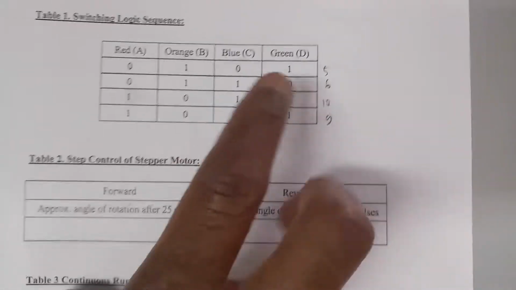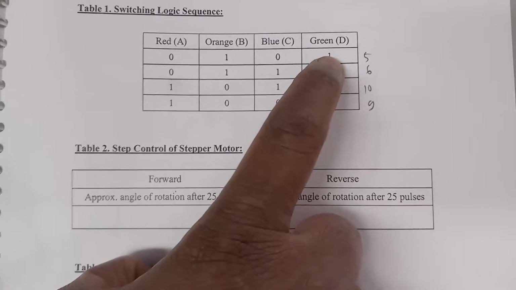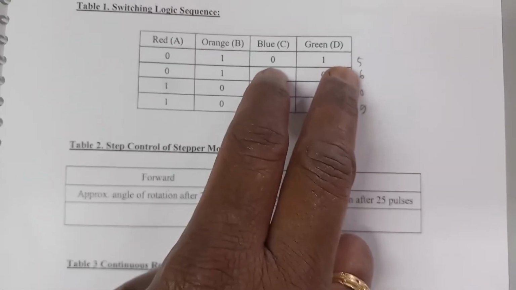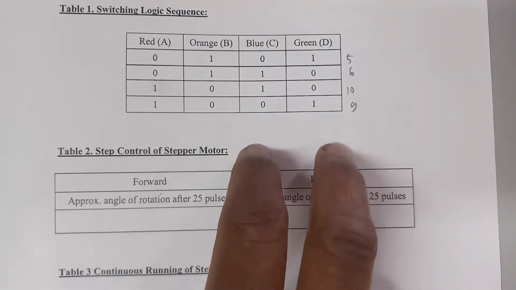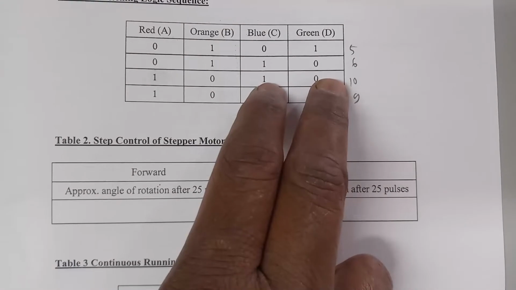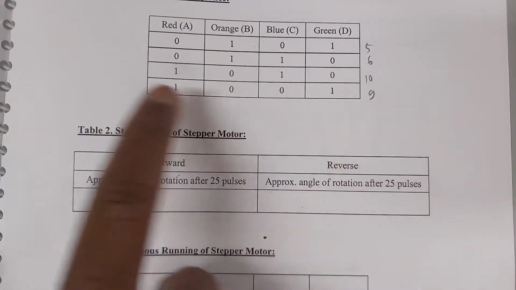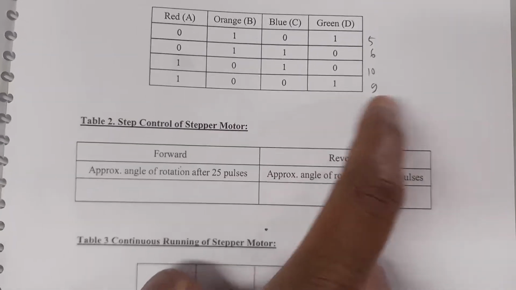Blue and green, again the fourth leg is activated, so the fourth leg winding is energized. At any instant you can observe either red or orange or blue or green will be activated. So you can expect either 0 1 or 1 0 in this particular set, and either 0 1 or 1 0 in this particular set. Now if you see the complete sequence, it is 0 1 0 1, nothing but 5; 0 1 1 0, 6; 1 0 1 0, 10; 1 0 0 1, 9.